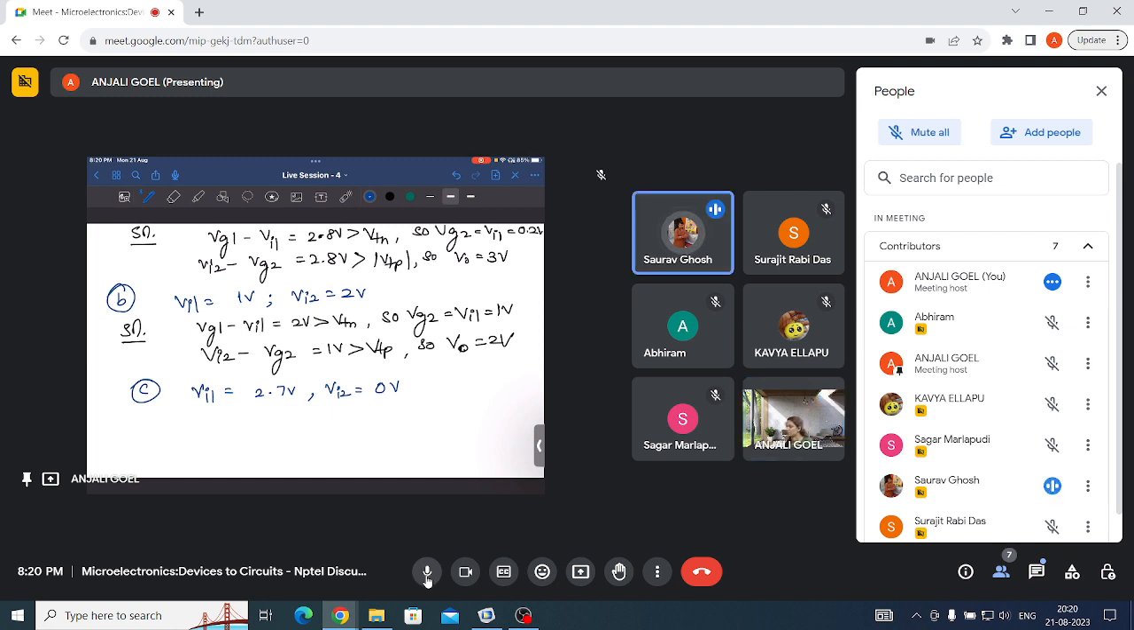Ma'am, here the VGS value is coming as 0.3, so it will be less than the threshold voltage, that is 0.5. Yeah. So that means the NMOS is not in on state, it is in cutoff because the value is less. So then I think the value of VG2 will be equal to VDD, that is 3 volt. No, it will be 2.5 volt. There will be a subtraction of the threshold as well.